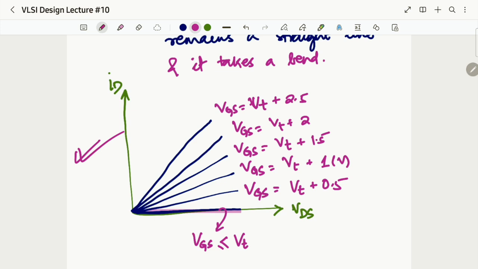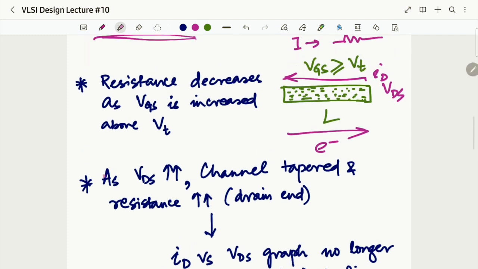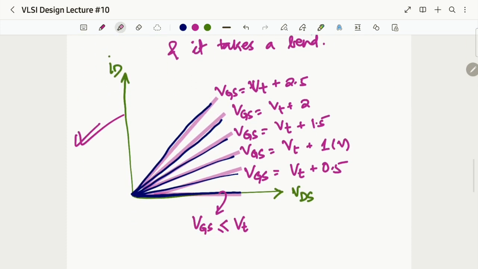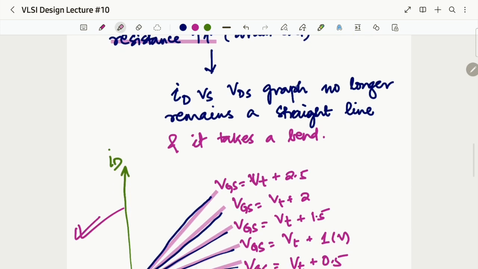Now this is the straight line I was talking about here. These are all straight lines, till which point? Before increasing the VDS, our graph was a straight line. When we have increased our VDS, the channel has tapered and resistance has increased at the drain end, so this graph no longer remains a straight line and it takes a bend.